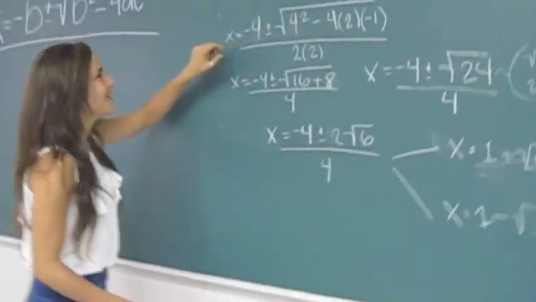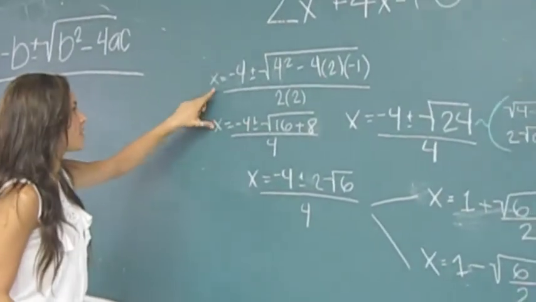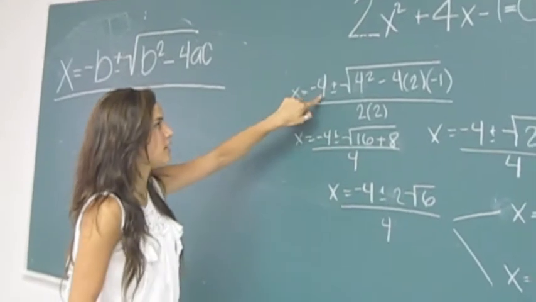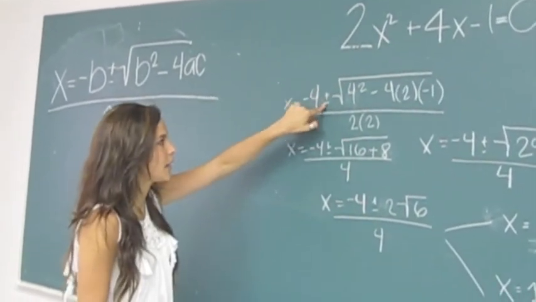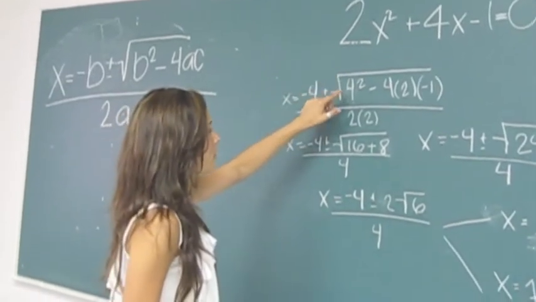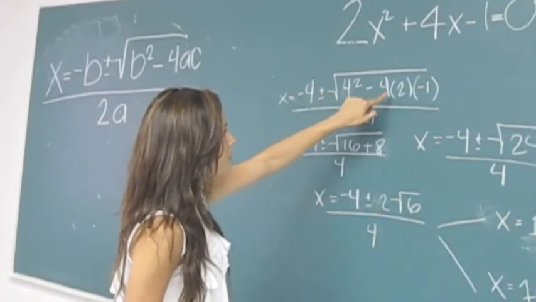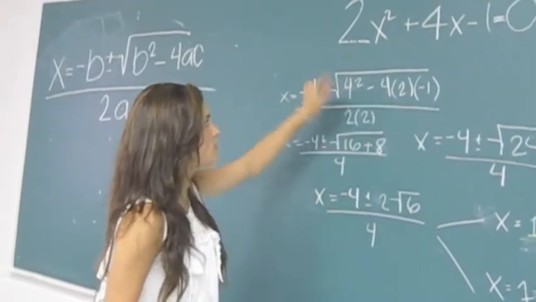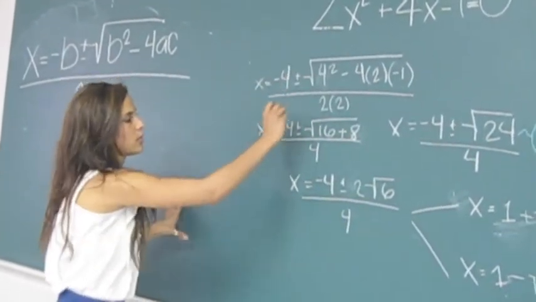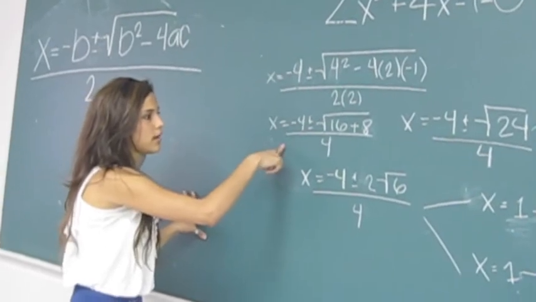And then in here we need only to replace them. So here is x equals, the negative b is 4, so we put a negative 4, plus or minus the square root of b squared minus 4ac, A and C, divided by 2a. So you only solve, and this is your final.